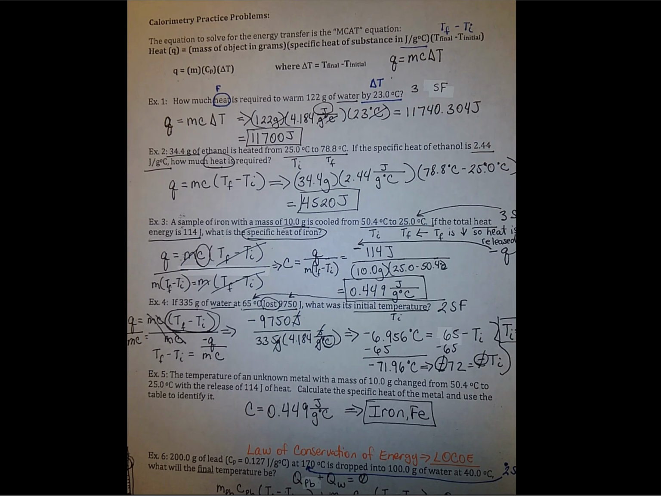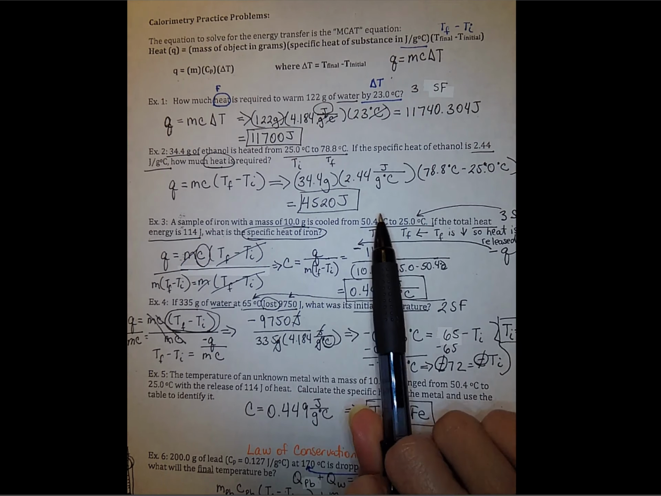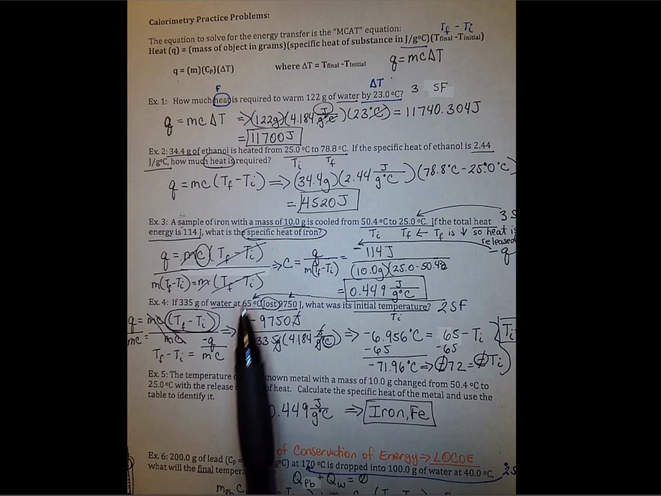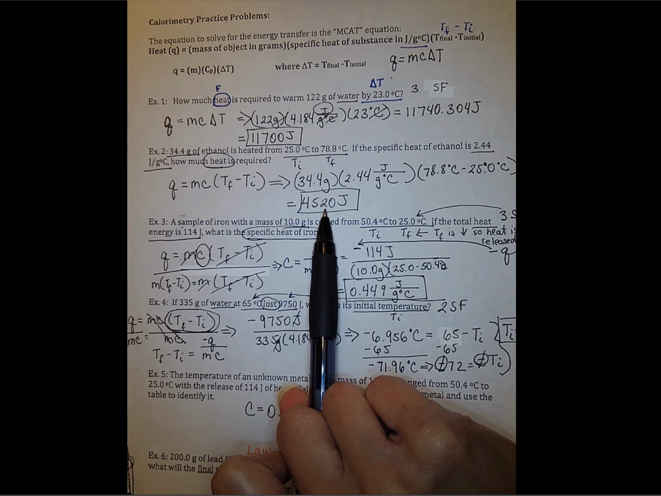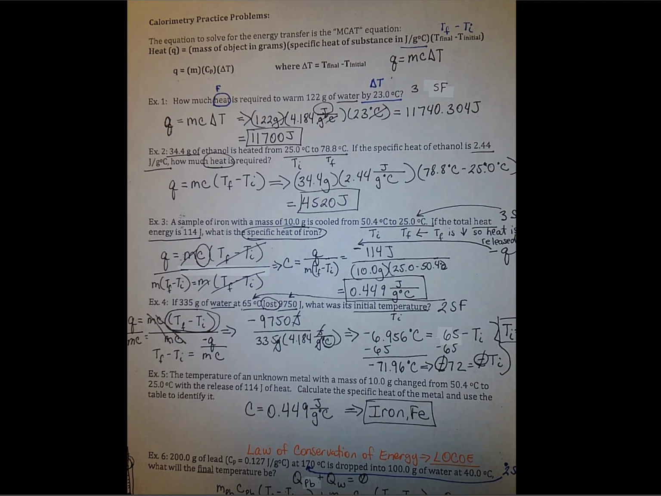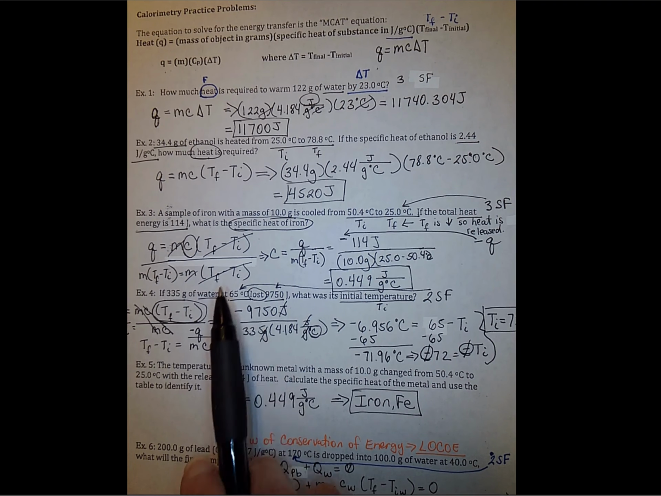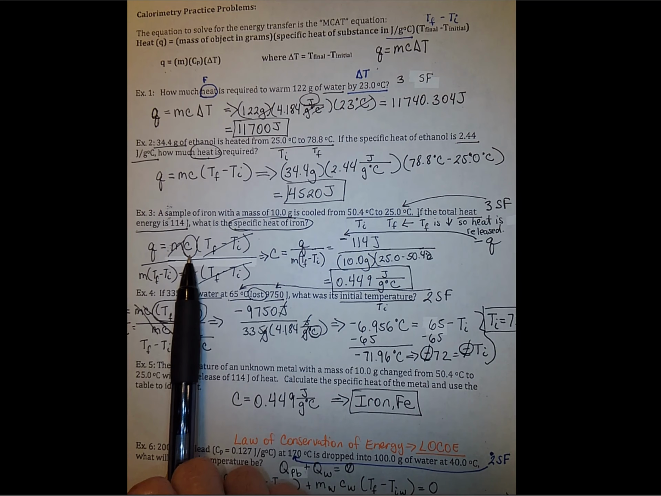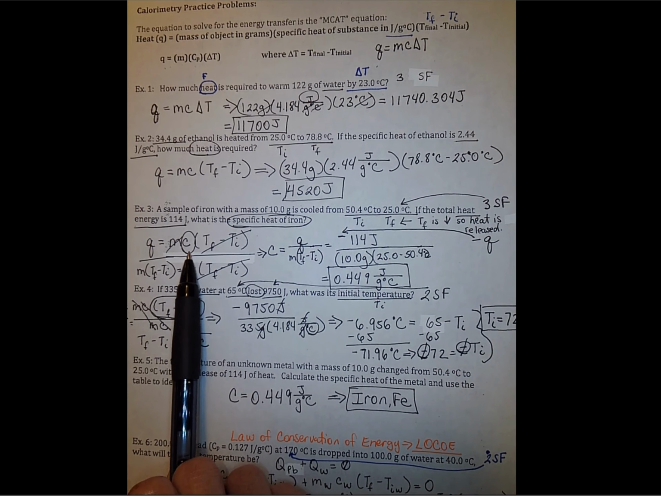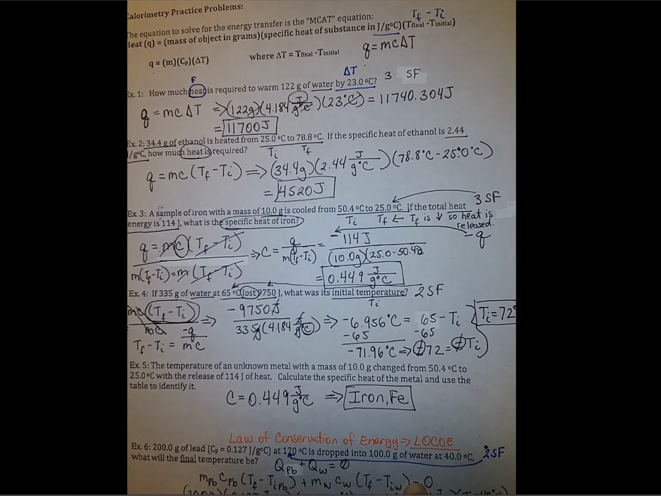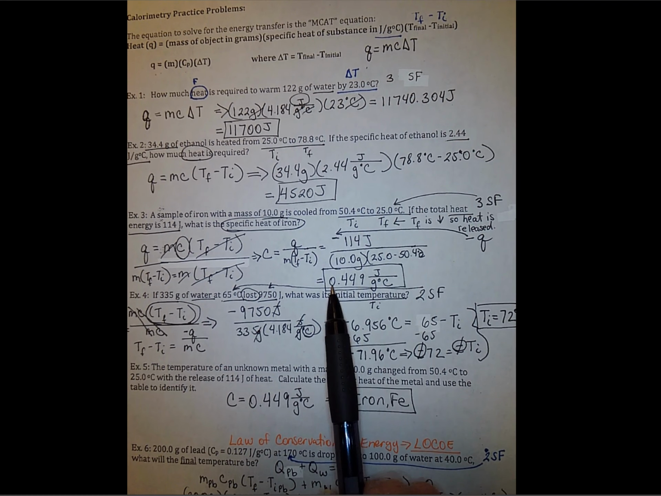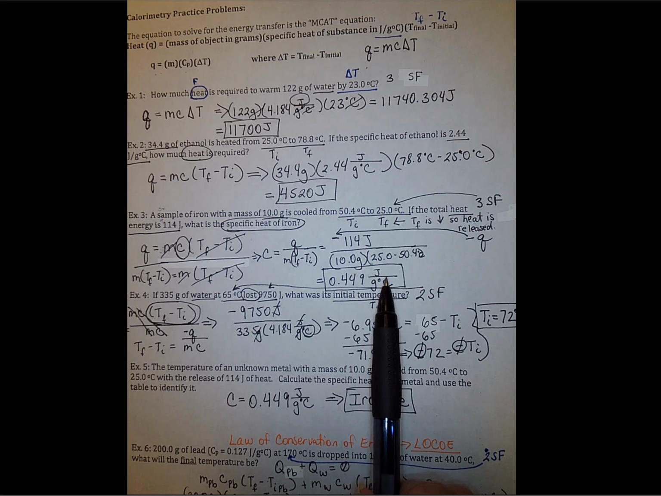All right, you guys, so here's the second example. Solve it the exact same way and your answer should be about 4,520 joules. And then you've got your third problem, which is a little different because you're actually solving for a specific heat of a substance. The substance that they give you is iron. But if you're solving for specific heat, remember that you're going to solve for C, and your answer should come out to be 0.449 joules divided by grams degrees Celsius.